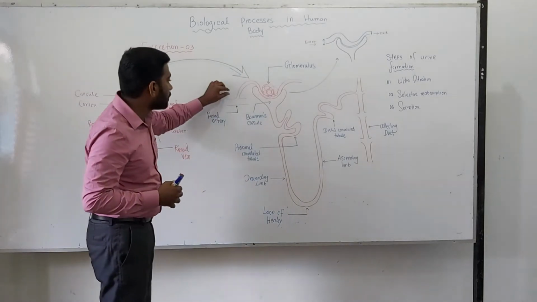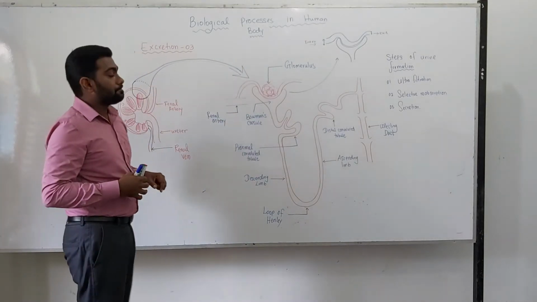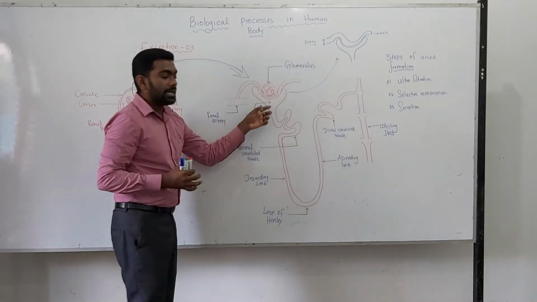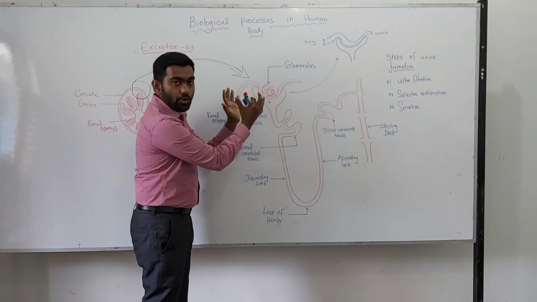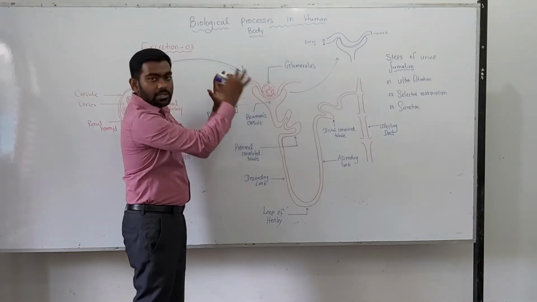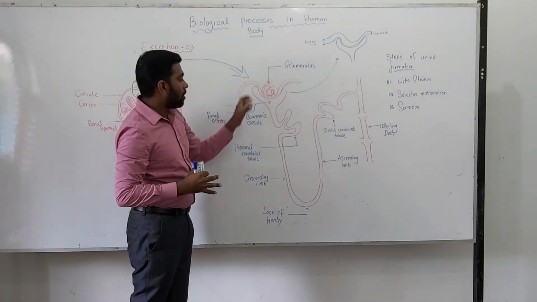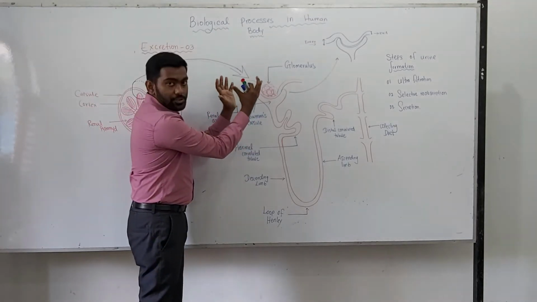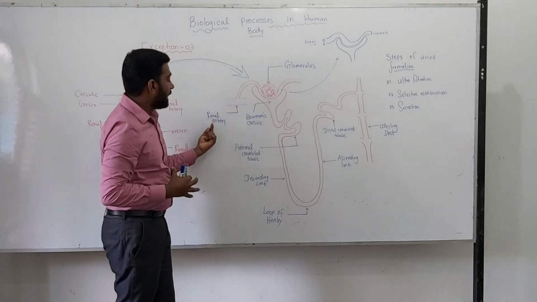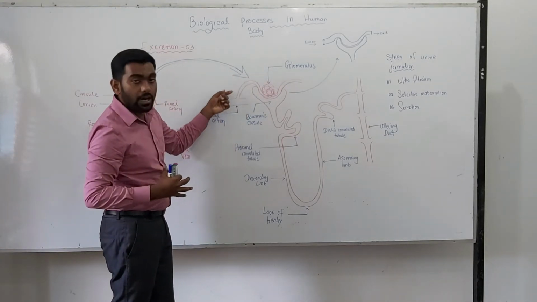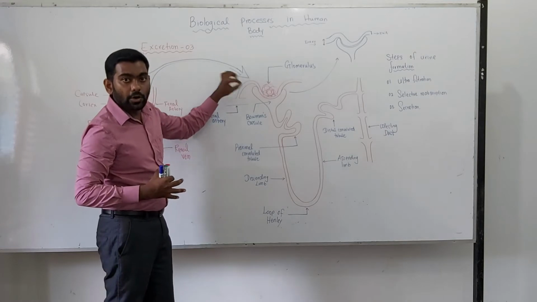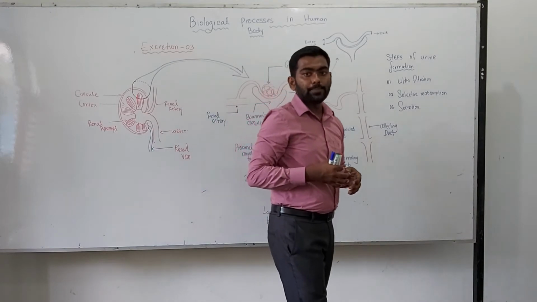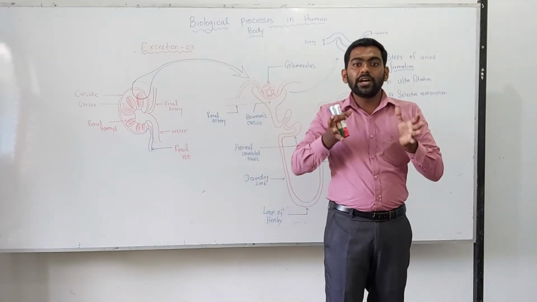One of the arterioles goes into the nephrons. You can see there is a cup-like structure in the nephrons. I have drawn it as a cup, but it is an entire structure called Bowman's capsule. Bowman's capsule is the first structure, and into that the arterioles are going inside.